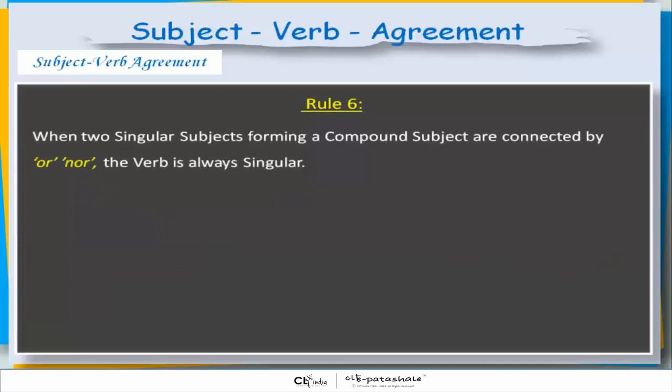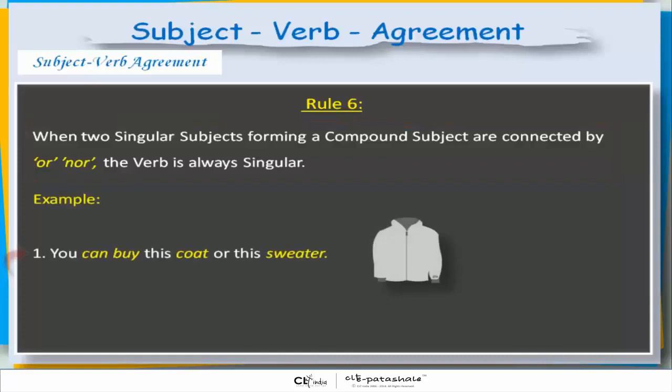And rule 6 says, when two singular subjects forming a compound subject are connected by or or nor, the verb is always singular. For example, you can buy this coat or this sweater. Neither the girl nor the boy knows the way.